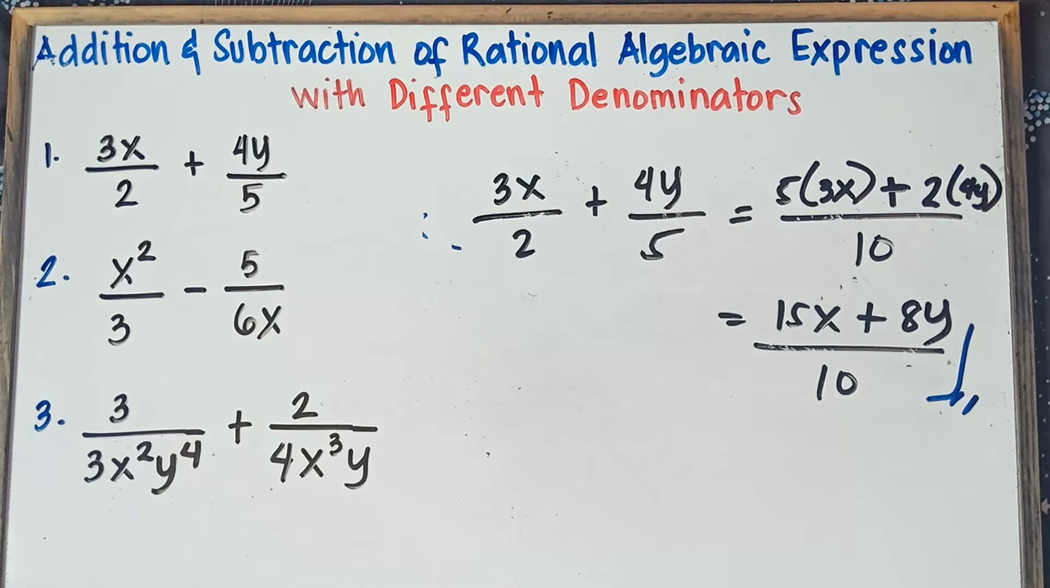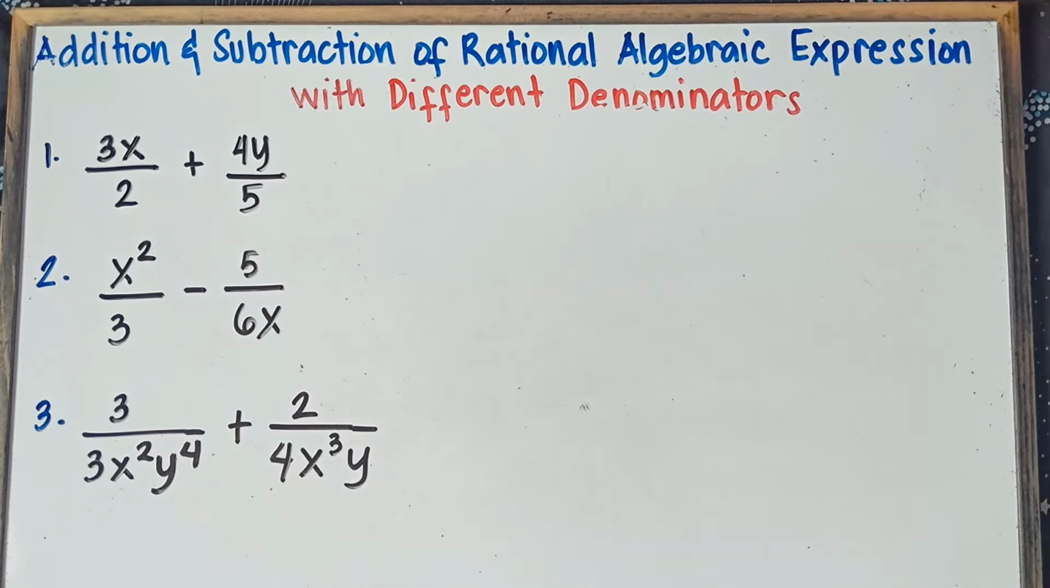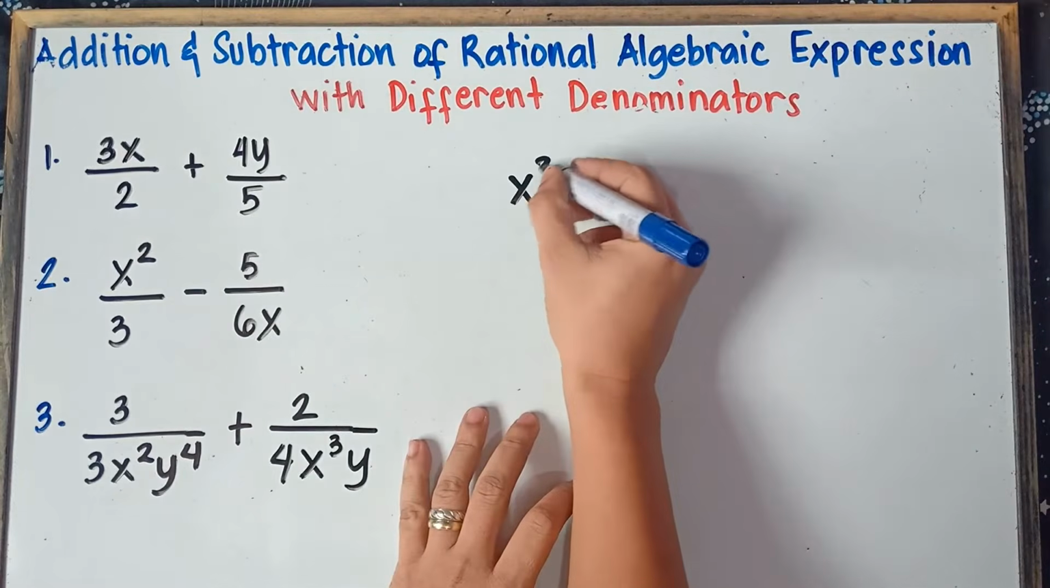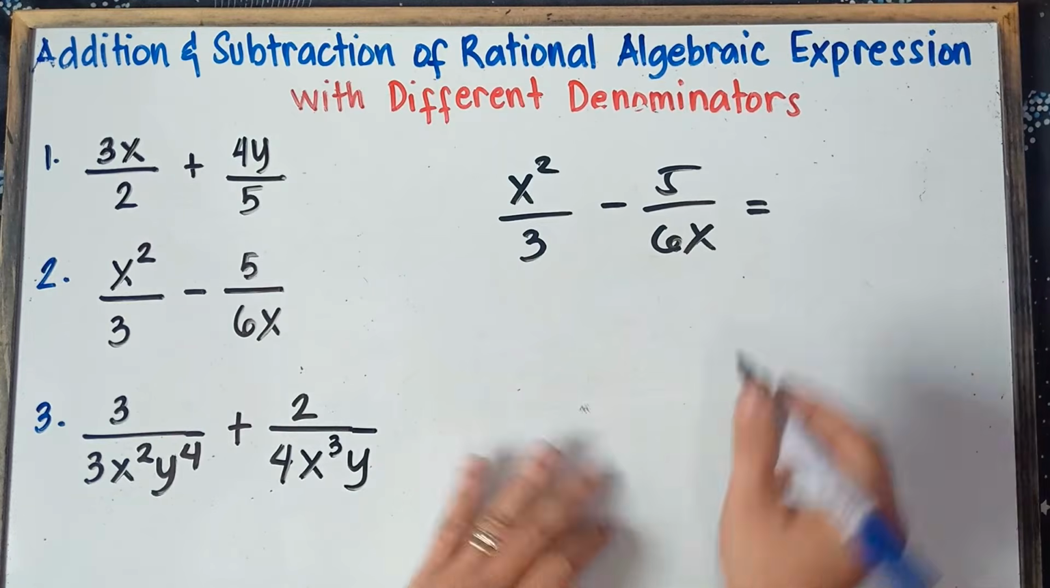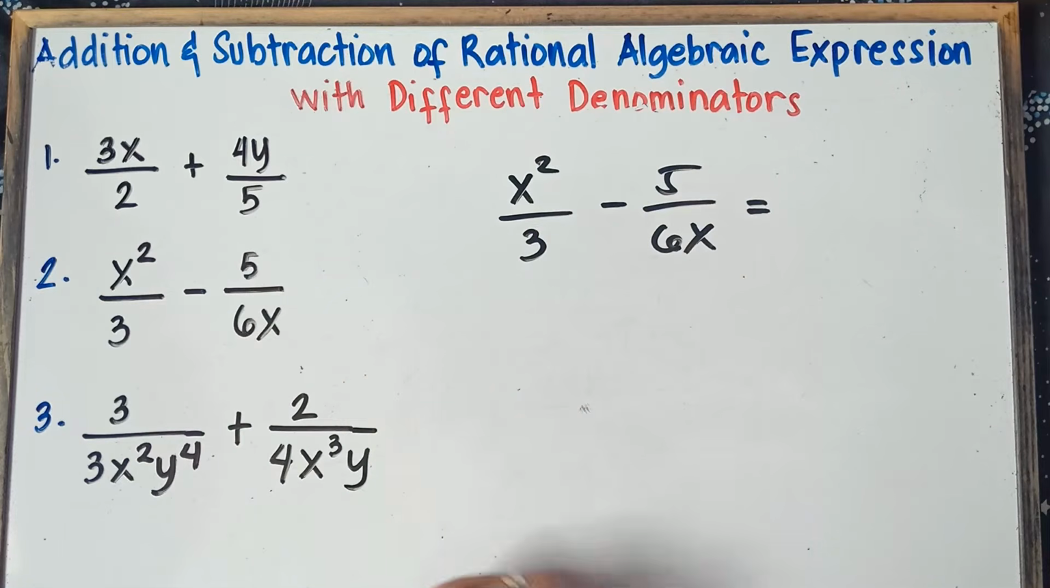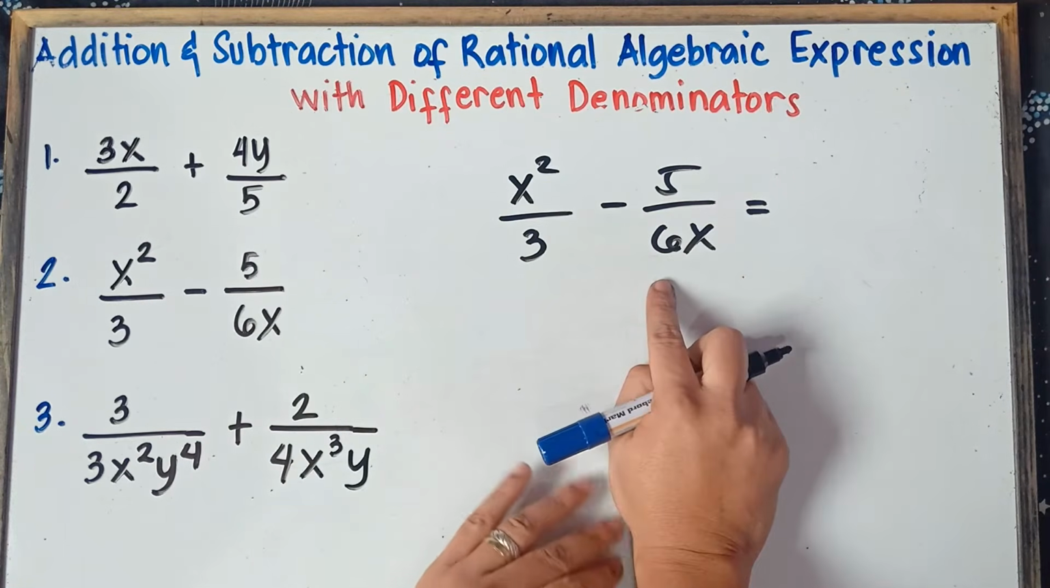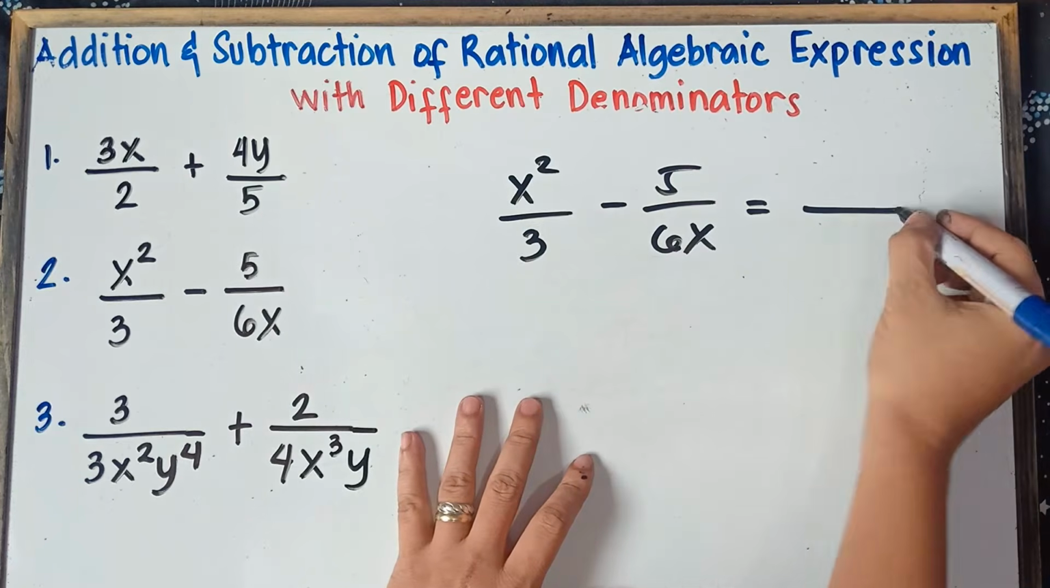Alright, so let's proceed now to example number 2. Our given, we have x squared over 3 minus 5 over 6x. Alright, so different denominators. So for the number 3 and 6, what will be the LCD of 3 and 6? That's correct. That would be 6.